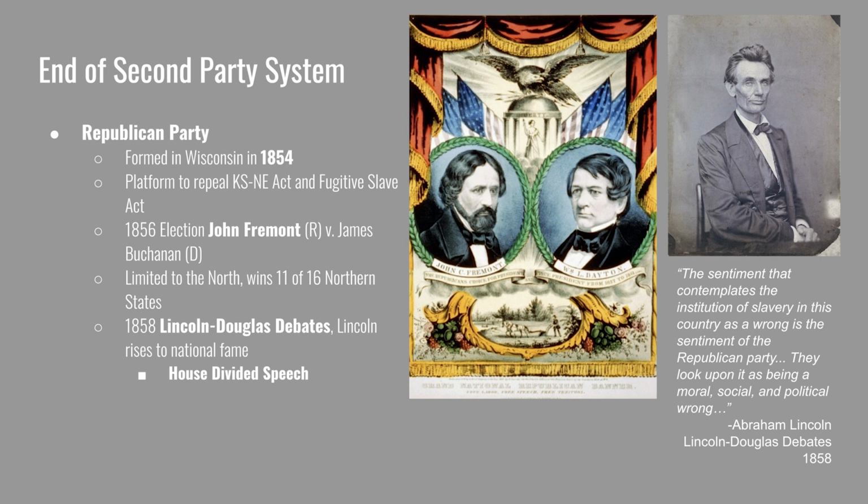In those debates, he pointed out that the position of the Republican Party was wholly against slavery. He said, "The sentiment that contemplates the institution of slavery in this country as a wrong is the sentiment of the Republican Party. They look upon it as being a moral, social, and political wrong." It was in these debates that he also gave his famous House Divided speech, foreshadowing dark times ahead. Even though Lincoln won the rhetorical battle in these debates, he ultimately lost the electoral battle. However, Douglas and Lincoln face off once again in the 1860 presidential election with a different outcome.